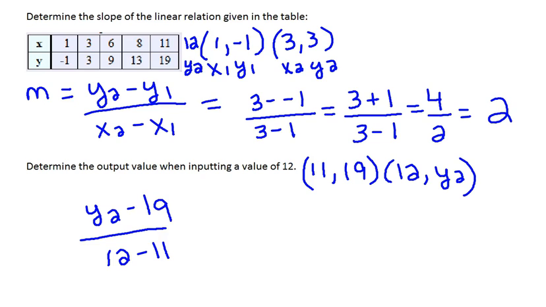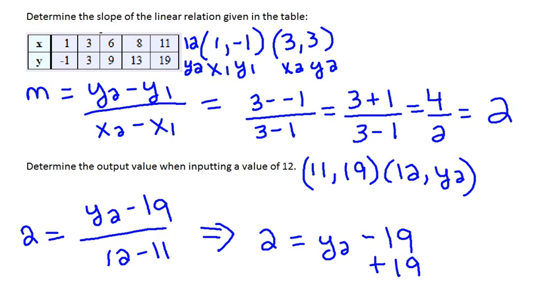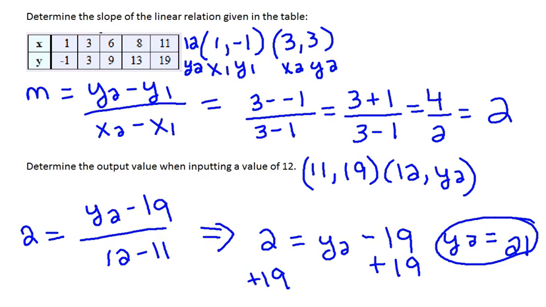We already know that our m is 2, so I'm going to set this equal to 2. And on the denominator here, 12 minus 11 is 1, and anything divided by 1 is itself, so I'm not going to rewrite that. I'm going to write what I'm left with, which is 2 is equal to y2 minus 19. And I'm just solving for y2, so I'm going to add 19 to both sides. So my y2 is going to equal 21. So when I input 12, I'm going to output 21.